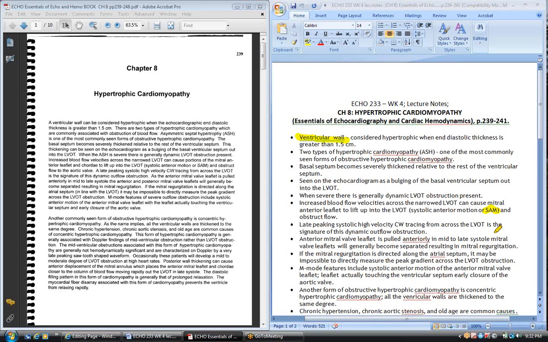We have several different windows. If you remember, you have the 5-chamber, you also have the 3-chamber that you can try to get down that LVOT track. M-mode measures include systolic anterior motion of the mitral valve leaflet actually touching the ventricular septum and early closure of the aortic valve. Another form of obstructive cardiomyopathy, hypertrophic cardiomyopathy, is concentric hypertrophic cardiomyopathy.